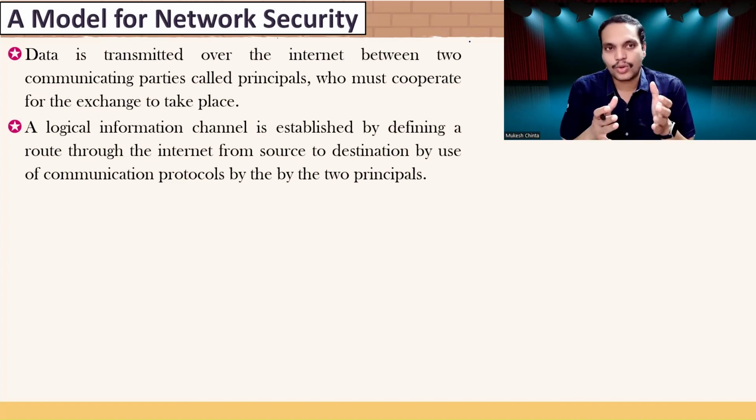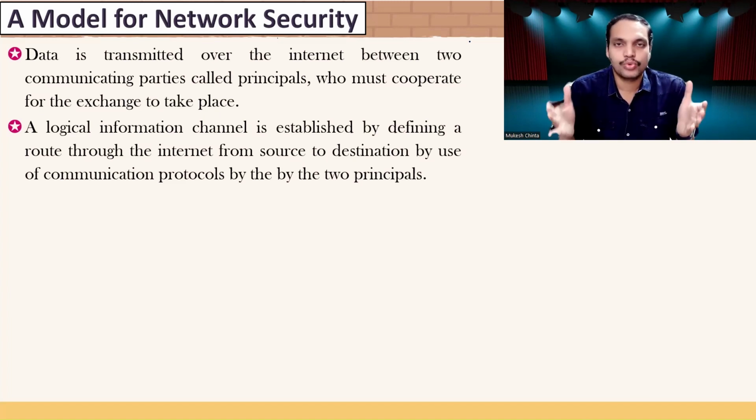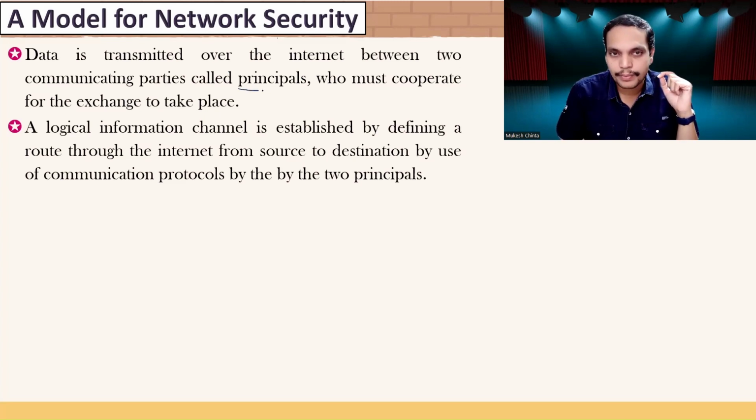For that, there is one generalized model which has been given for network security, where let us assume that there are two parties who wish to communicate across the internet and send information over. How do they do that with security incorporated into their transmission? Now, let's see what it is. Generally speaking, let us assume that data is to be transmitted over the internet between two communicating parties, which we call principals, and who must cooperate for the exchange to take place.